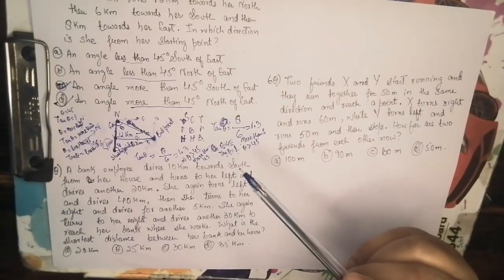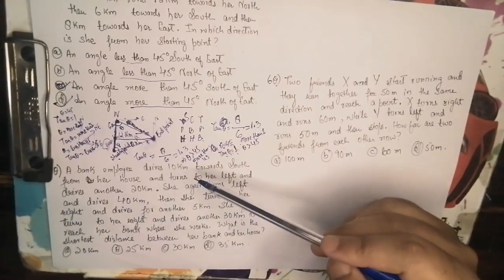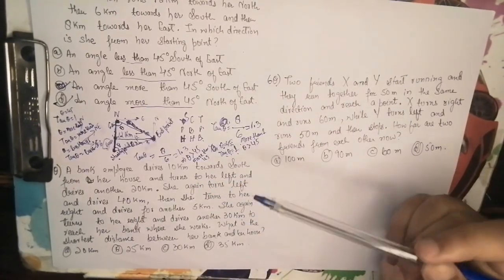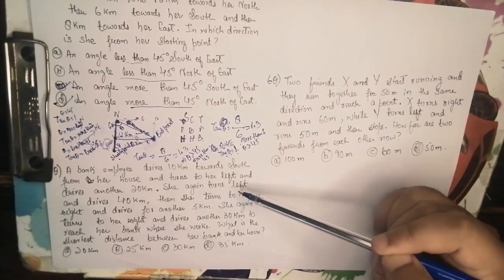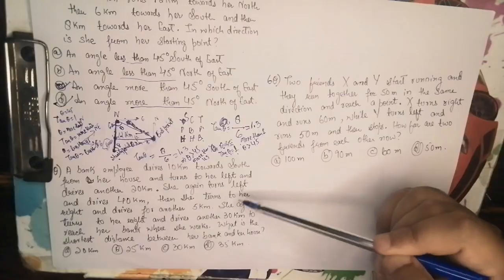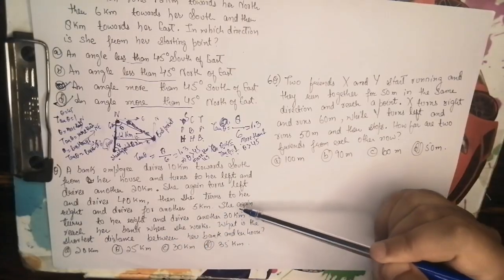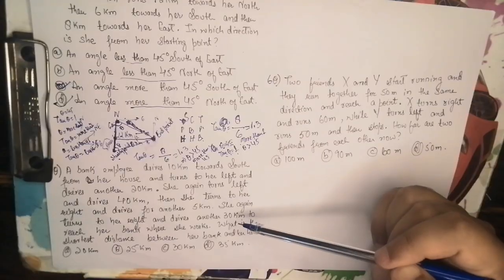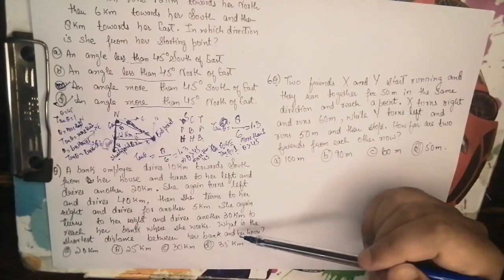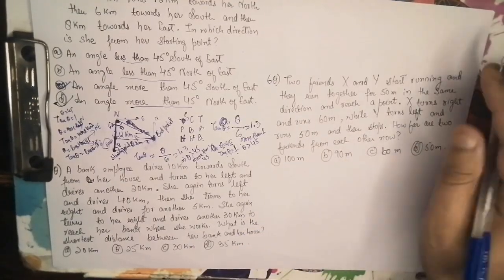Now let's go to another question. Question number 5. A bank employee drives 10 kilometers towards south from her house and turns to her left and drives another 20 kilometers. She turns left and drives 40 kilometers, and then she turns to her right and drives for another 5 kilometers. She again turns to her right and drives another 30 kilometers to reach her bank where she works. What is the shortest distance? So we have to find the shortest distance.